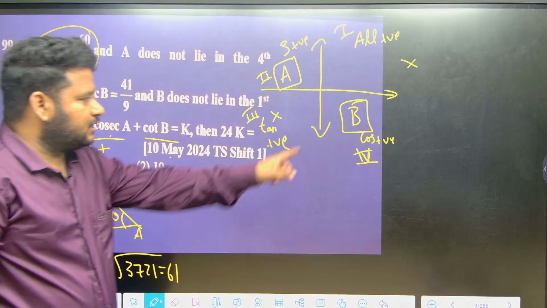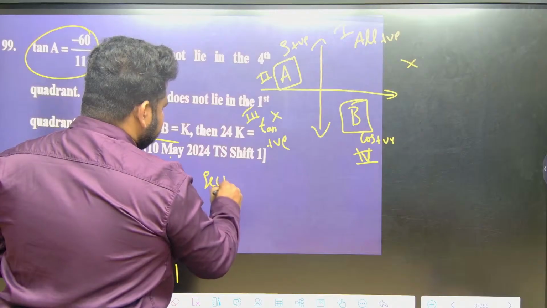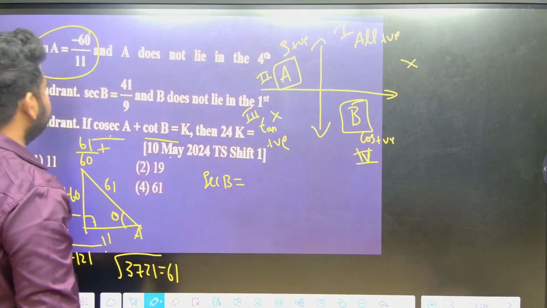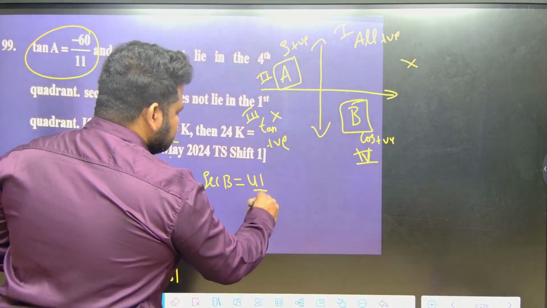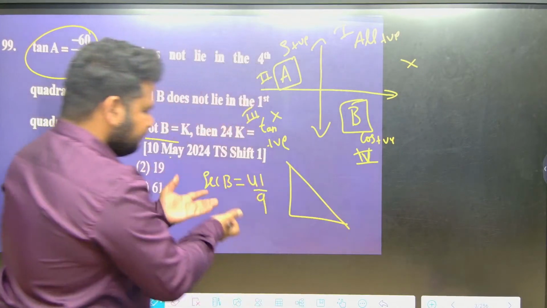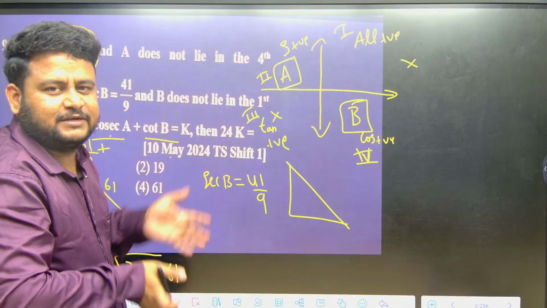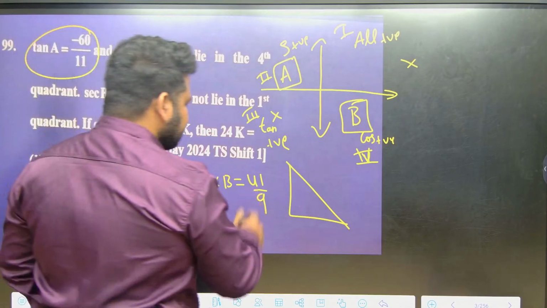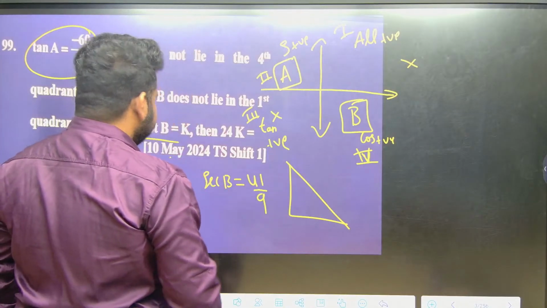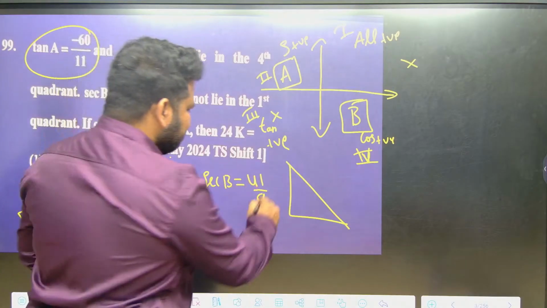Now what have they given us? Sec B is given. Sec B is given to be how much? 41 by 9. So let us use a triangle. This is what you used to do in 10th standard. If one trigonometric ratio is given, they used to ask you to find the other trigonometric ratios' values. So see here, sec B means what? Sec B is given, correct?